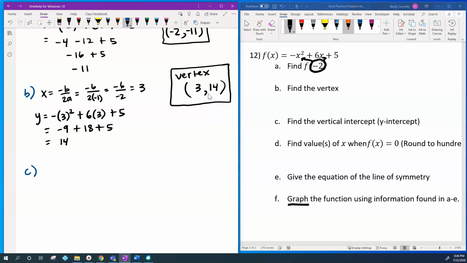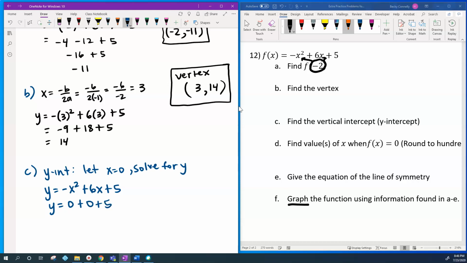And the y-intercept is always easy to find, because remember, to find the y-intercept, you let x equal 0 and then solve for y. So we have y equals, here's our little function, and we're just putting 0 in place of x. So 0 squared times negative 1 is still 0. 6 times 0 is 0. So really, that is always going to be that last constant term.